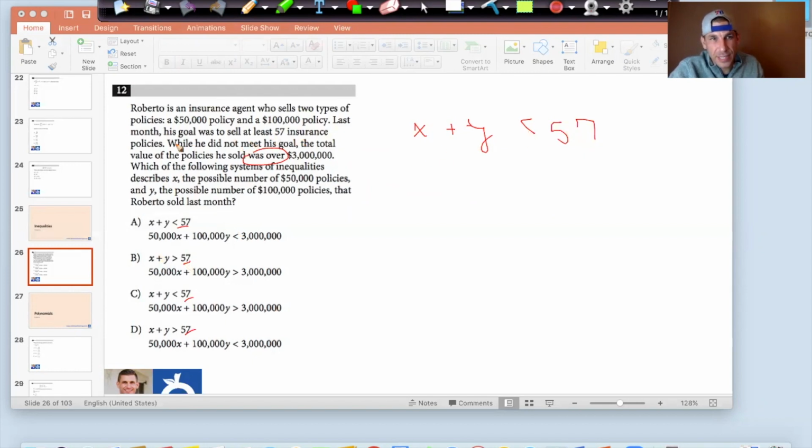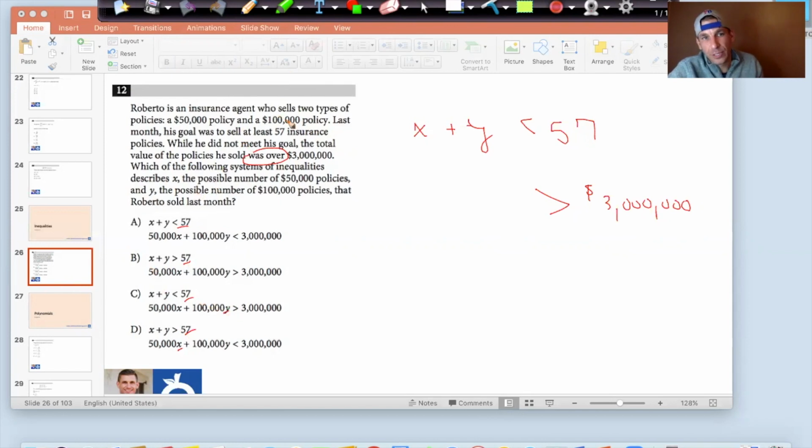And then it says the last month, while he didn't meet his goal, the total value of the policies he sold was over, which means this is over $3 million. Okay, good for him. So here we have the total value of the policies. Now, what you also want to pay attention to, and what they're going to try to do, is trip you up with what is attached to the X and what is attached to the Y.